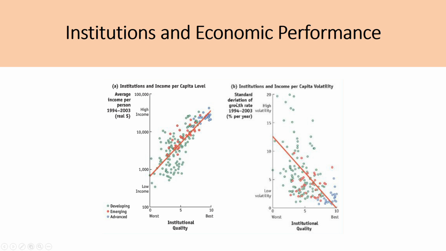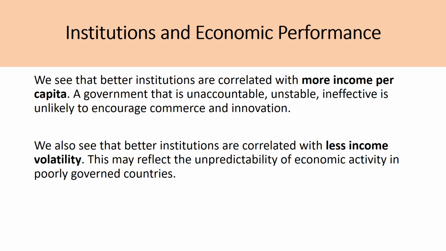For the standard deviation of growth rates, so the overall volatility, the higher volatility is associated with the green dots, developing countries, whereas lower volatility and higher institutional quality is associated with blue dots, the advanced economies. Now, we see that better institutions are correlated with more income per capita. A government that is unaccountable, unstable, ineffective is unlikely to encourage commerce and innovation. And we also see that better institutions are correlated with less income volatility. This may reflect the unpredictability of economic activity in poorly governed countries.